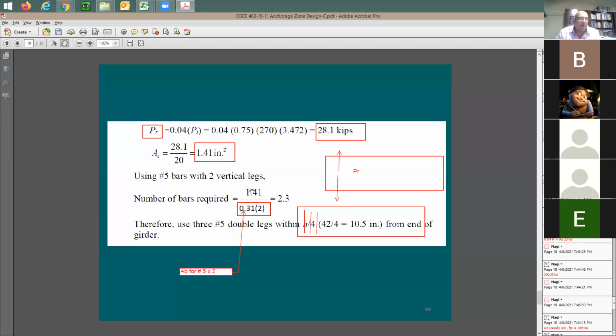So I'm going to take the 1.41 divided by the 0.62 for each tie. You end up with 2.3, meaning I need 2.3 ties. So go ahead and provide, let's say, 4, or provide 3 at least. So you need to have at least 3 ties. But most likely you're going to put maybe 5 or 6 in this location, right? Because think about the spacing here. What spacing would you like to put these ties at?